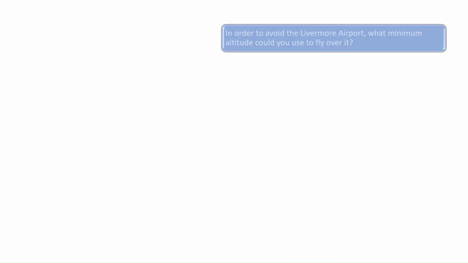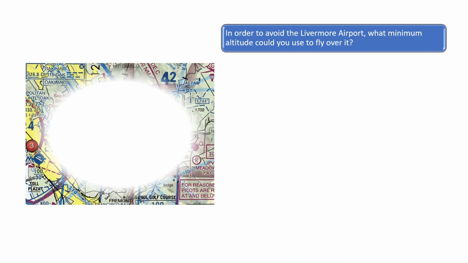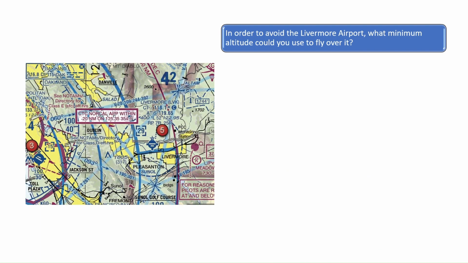Refer to the figure to the left. In order to avoid the Livermore Airport, what minimum altitude could you use to fly over it? Since the Livermore Airport is surrounded by a dashed blue circle, we know it is a Class D airport. Notice the number 29 in the dashed box. This means the ceiling of the Class D airport surrounding Livermore Airport is 2,900 feet above mean sea level.